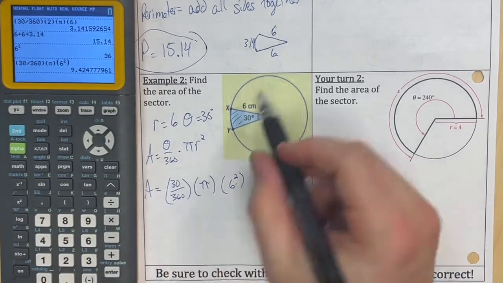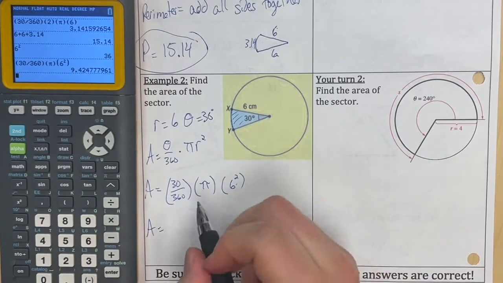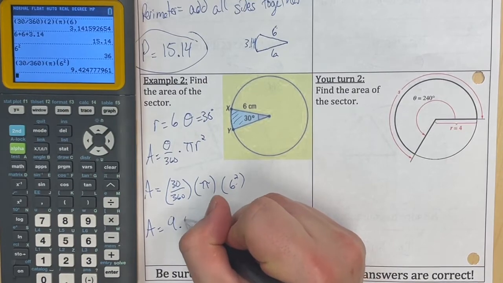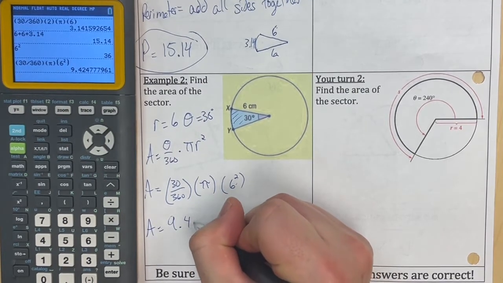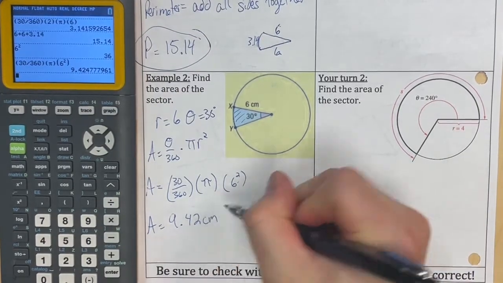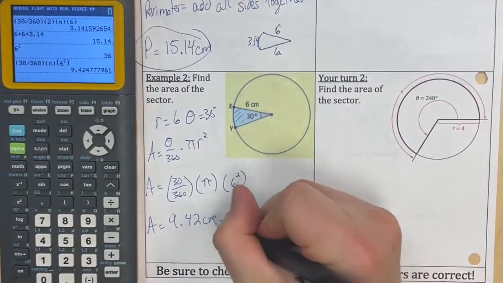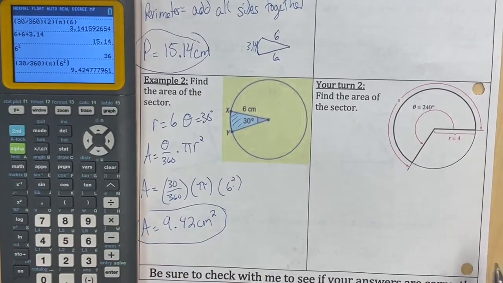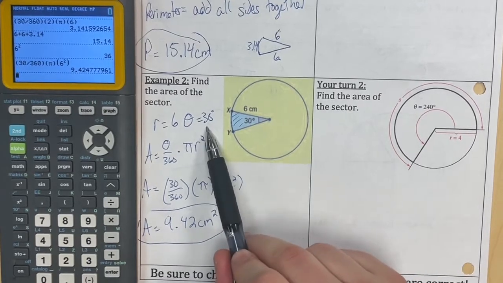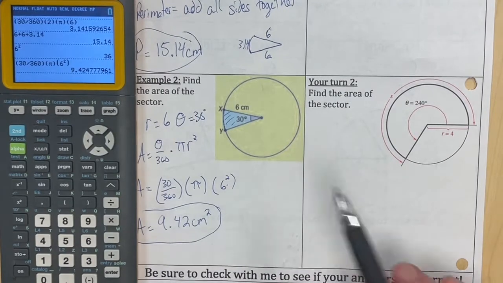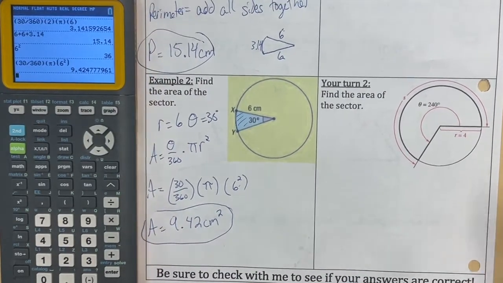Again, notice we're talking about that area amount. So the area of this sector is going to be 9.42, and we're going to say centimeters squared, since we're talking about area. So make sure you're labeling your parts, writing the formula, substituting, and solving. And be sure to check with me as you get your turns done, that way you can make sure they are correct.